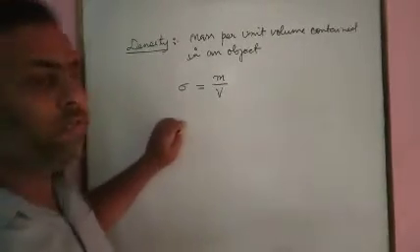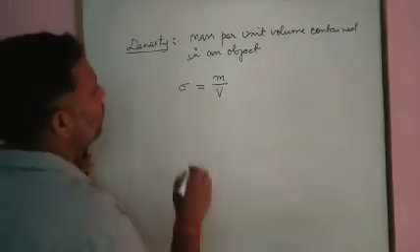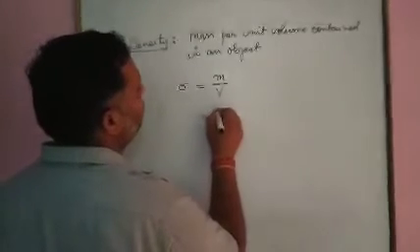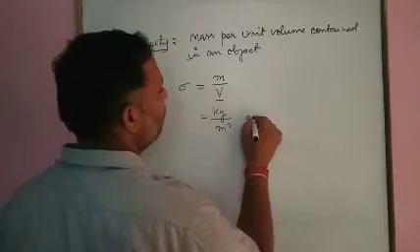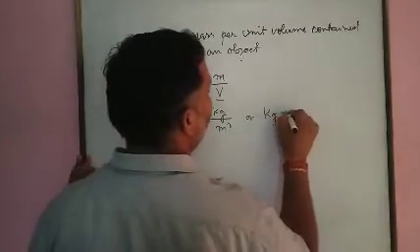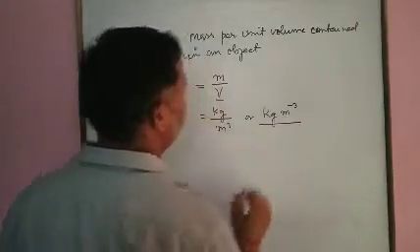Let us discuss its unit. Its unit is mass, which is kilogram, divided by volume, which is meter cube. So we can represent it as kilogram per meter cube.